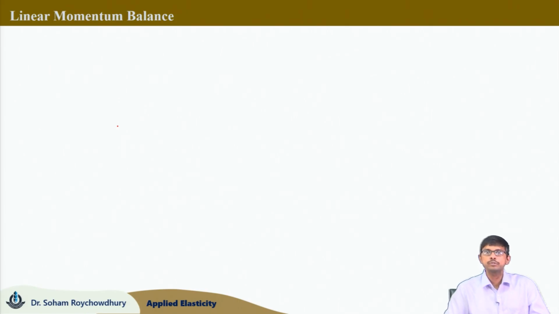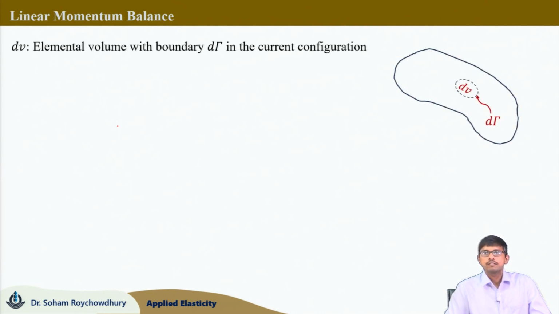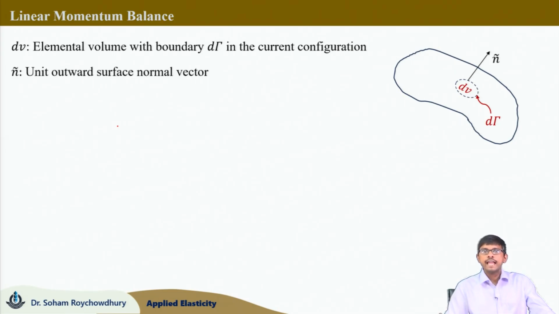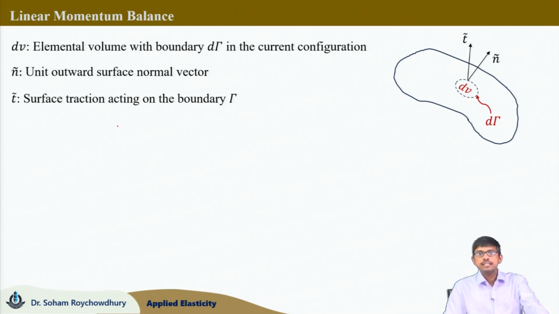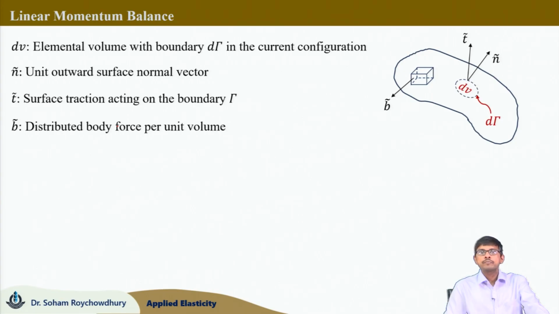Now, moving forward to the linear momentum balance. Let us consider a body, and within the body we are taking a small volume element dv bounded by a small surface d gamma. Now, n is the unit outward surface normal vector on this surface d gamma, T is the surface traction force acting on this boundary gamma, B is the uniformly distributed body force defined per unit volume, and capital V is the velocity vector.